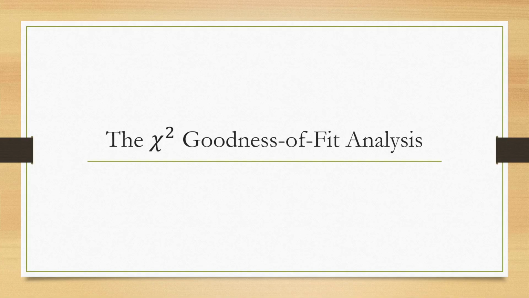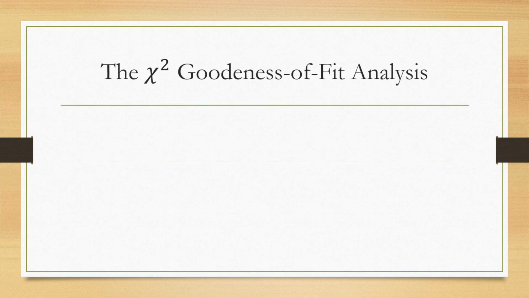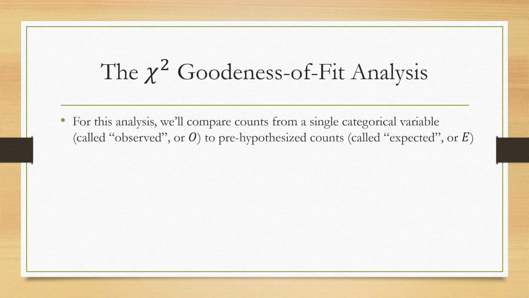In this video, we're going to be discussing the chi-squared goodness of fit analysis, including a couple of examples, one that I'll work through and one that we'll have you practice working through. For this analysis, we're going to compare counts from a single categorical variable, our observed counts, the ones that we actually saw in data, to the pre-hypothesized counts, which we'll call expected counts. And sometimes these pre-hypothesized values are given as percentages.